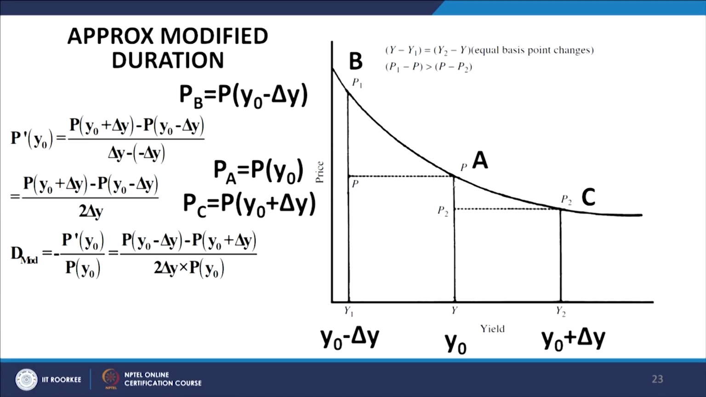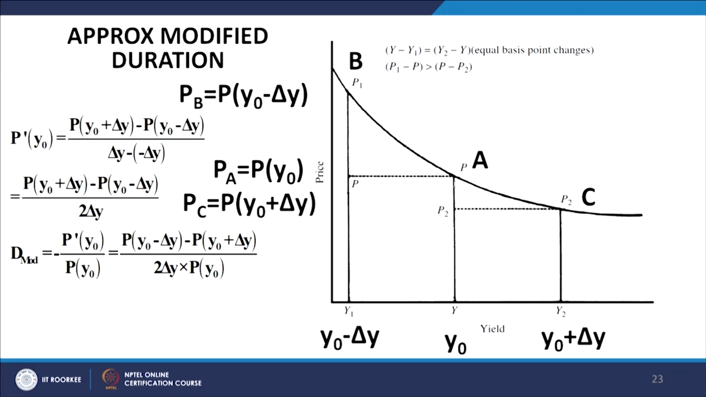So, we take infinitesimal or very small shifts in the YTM, that is a decrease in YTM as well as an increase in YTM. Let us assume that the shift is of magnitude delta y. So, we have another point to the left of y 0, which is y 0 minus delta y, at which the price is P B or P of y 0 minus delta y, and another point to the right of y 0, which is y 0 plus delta y, at which the corresponding price of the bond is P C or P of y 0 plus delta y.